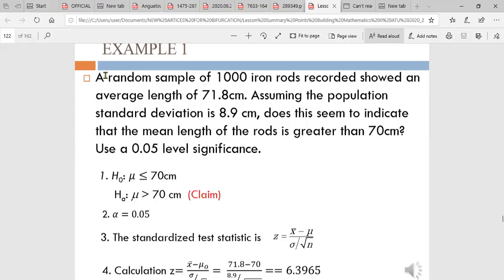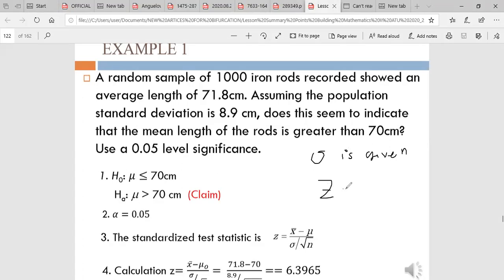We're on the third stage, which is finding your test statistic. And like we said, once your population variance or the population standard deviation is provided in this question, you go straight away to use what? The Z statistic. You understand?